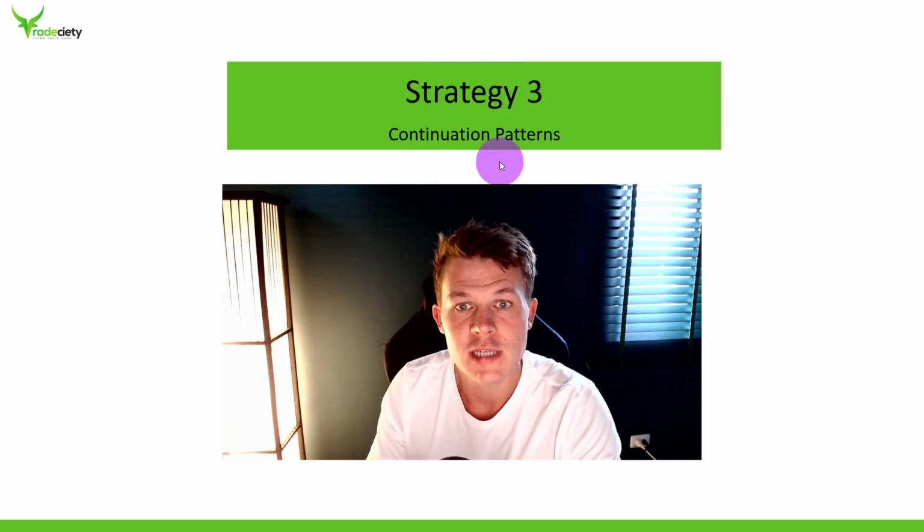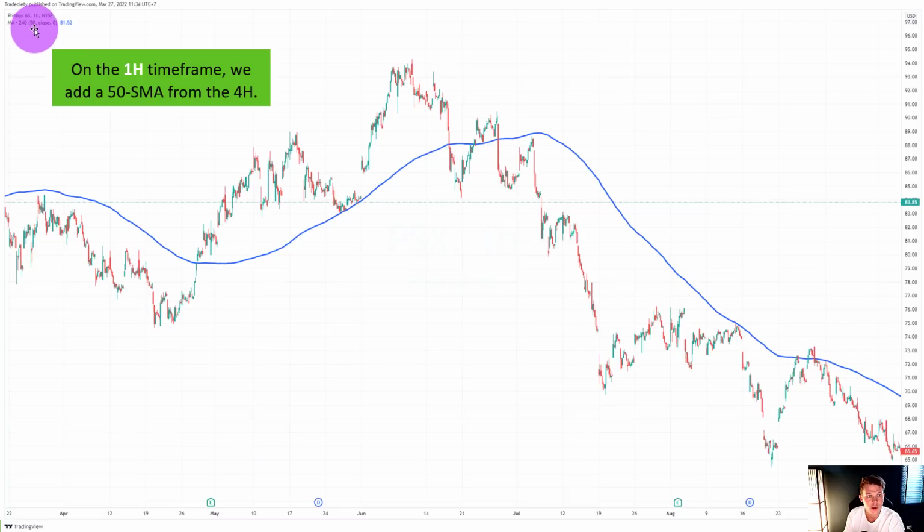With number 3, we're going to take a look at various continuation patterns. So we have here the 1 hour chart, and we zoomed out a little bit, and I applied the 4 hour 50 SMA to your charts. So in TradingView, it's very simple. You just add the moving average, you type in 50 period, and then when you open the settings, you can select the 4 hour time frame very easily. And then you can basically see the higher time frame moving average on the lower time frame charts.